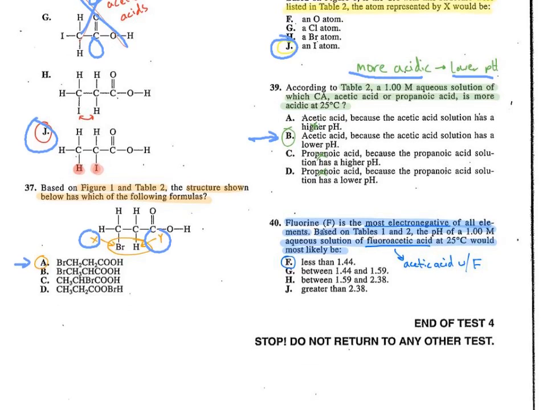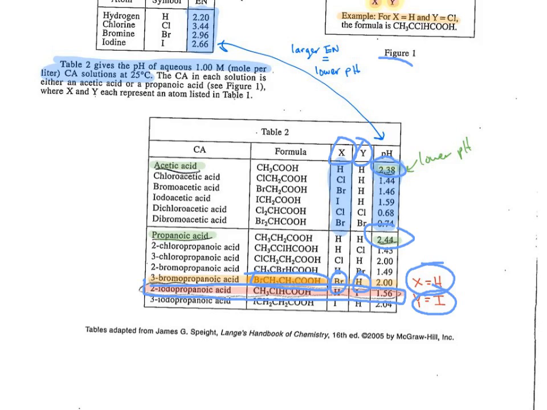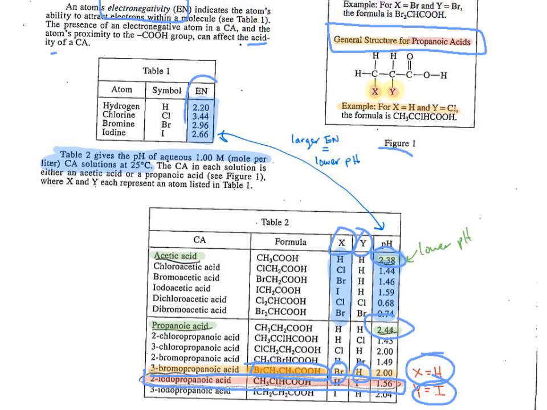For number 40, fluorine is the most electronegative of all elements. Based on Tables 1 and 2, the pH of a 1 molar aqueous solution of fluoroacetic acid at 25 degrees Celsius would most likely be what? Okay, fluoroacetic acid is acetic acid with fluorine, and fluorine is the most electronegative of all the elements. So we need to think about how electronegativity affects pH. If you look at the electronegativity of these atoms right here, what you notice is that the larger the electronegativity, the lower the pH.